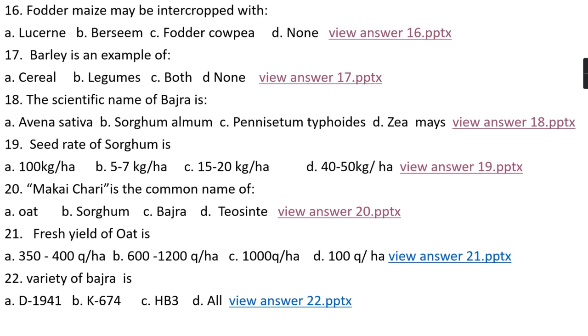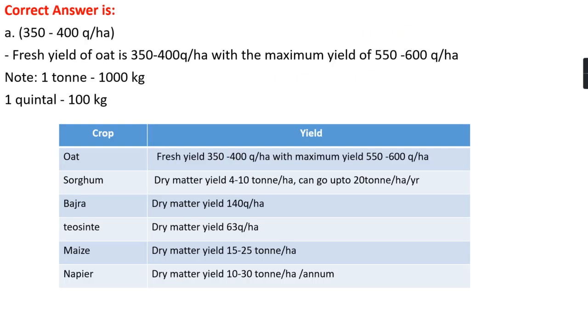Okay. Question number 21. Fresh yield of oat is option A 350 to 400 quintal per hectare. Option B 600 to 1200 quintal per hectare. Option C 1000 quintal per hectare. Option D 100 quintal per hectare. The right answer is option A, that is 350 to 400 quintal per hectare.